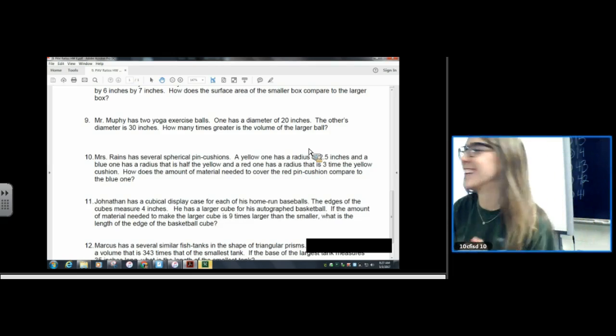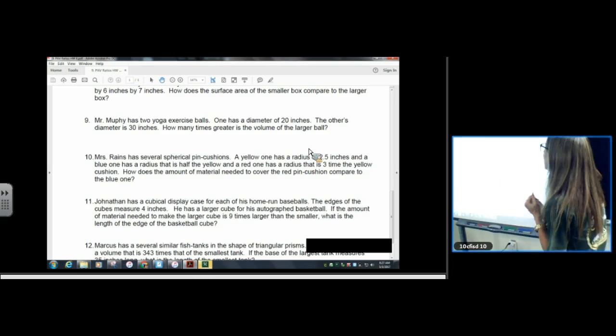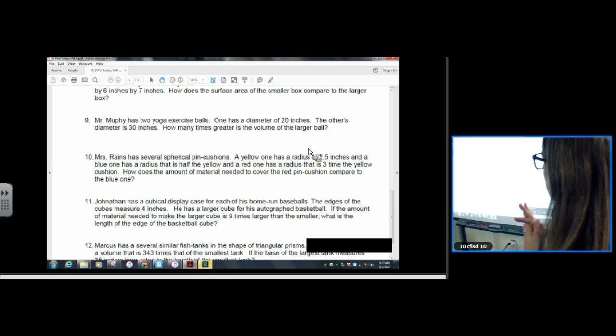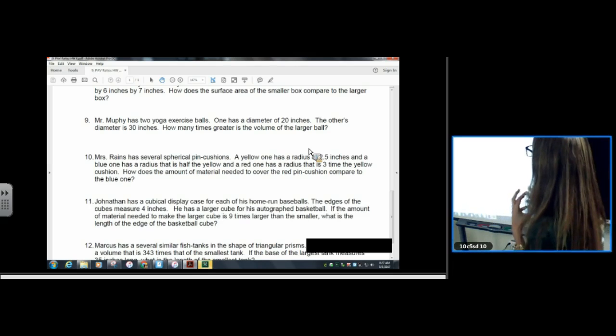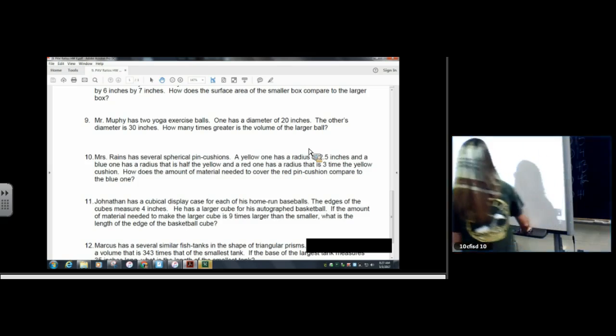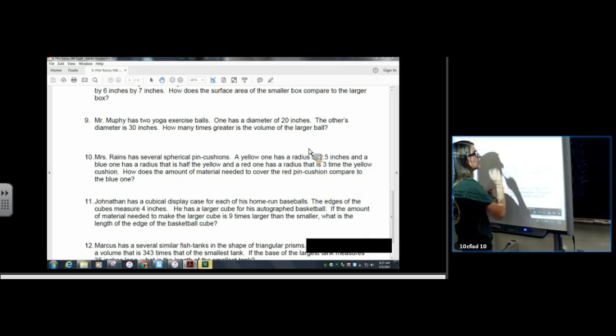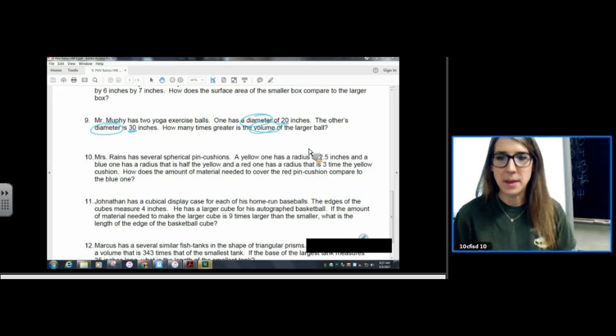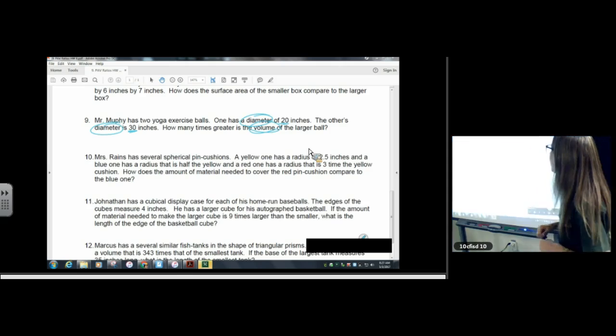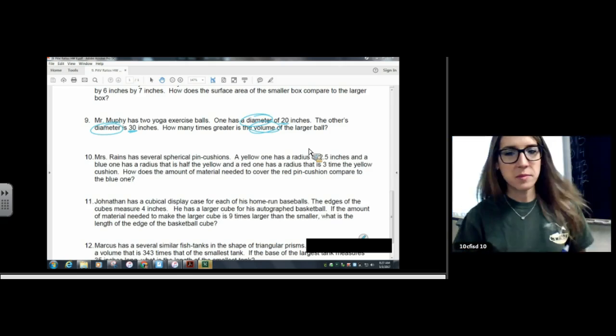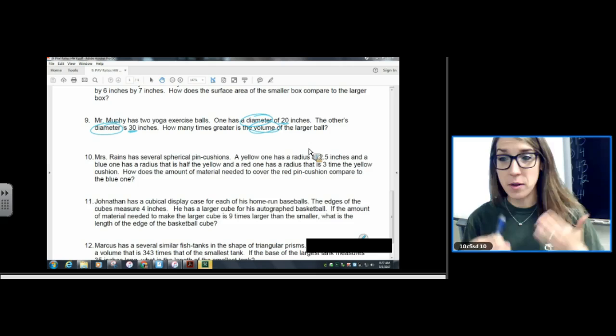Mr. Murphy does. Okay. One has a diameter of 20. The other has a diameter of 30. How many times greater is the volume of the larger ball? So, what I taught you guys to do is underline and circle keywords. Circling and underlining the words that are important to me.